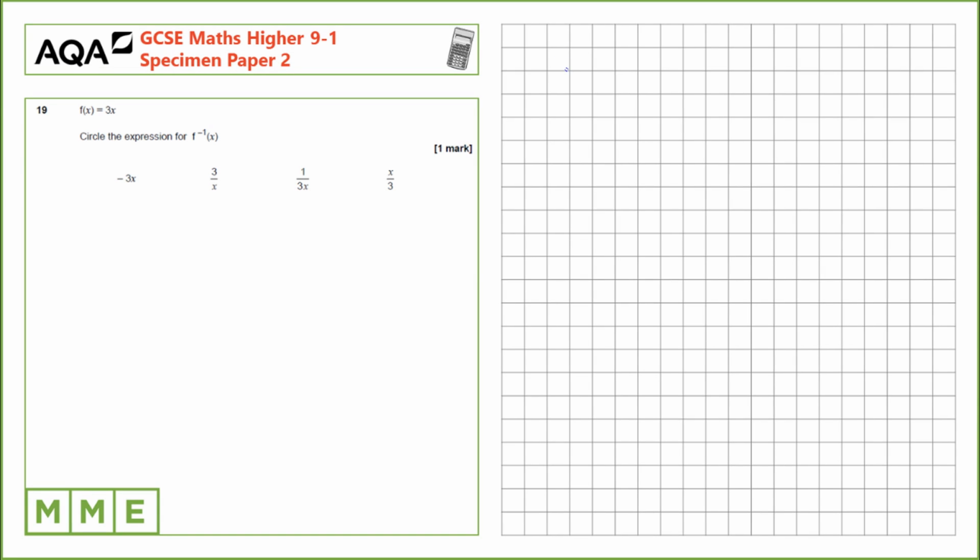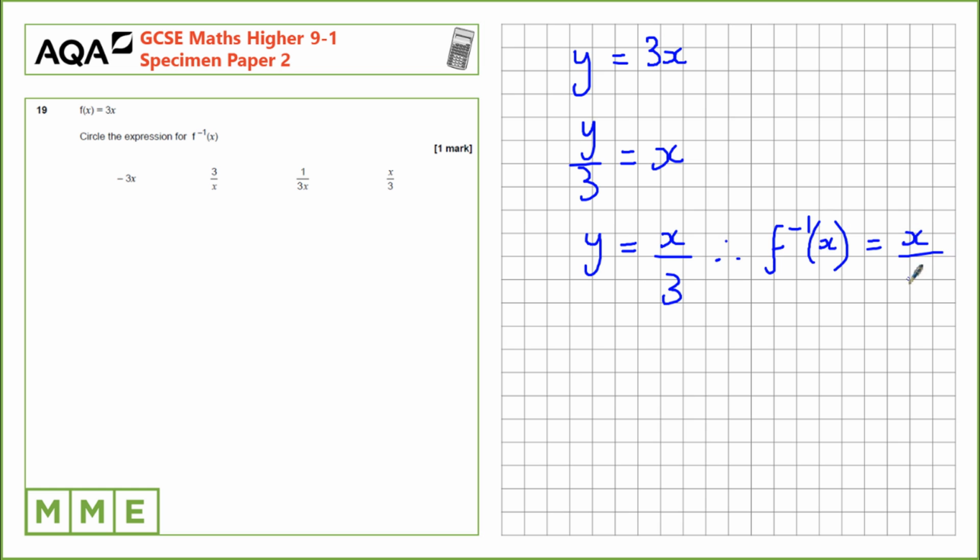Question 19. f of x equals 3x. Circle the expression for the inverse of f of x. To find the inverse of f of x, we'll first write y equals 3x. Now we need to rearrange so that x is the subject. So in this case, we'll have y over 3 equals x. Our final step is to swap y and x in the equation. So we'll have y equals x over 3. Or we would write that as inverse of f of x is x over 3.